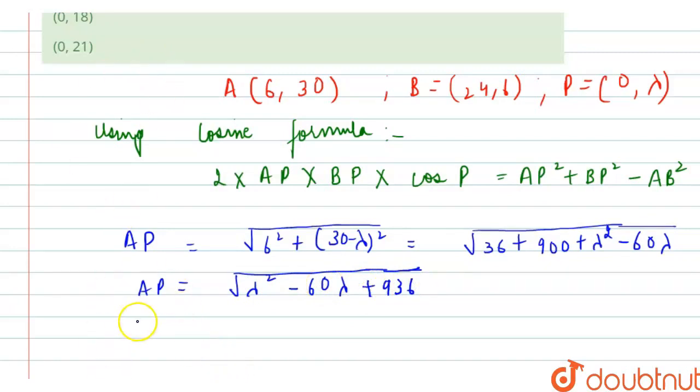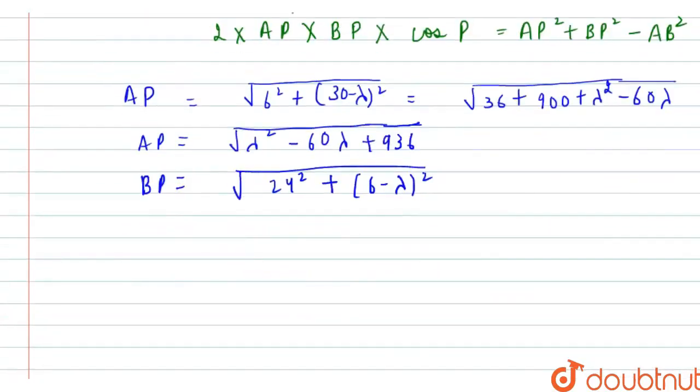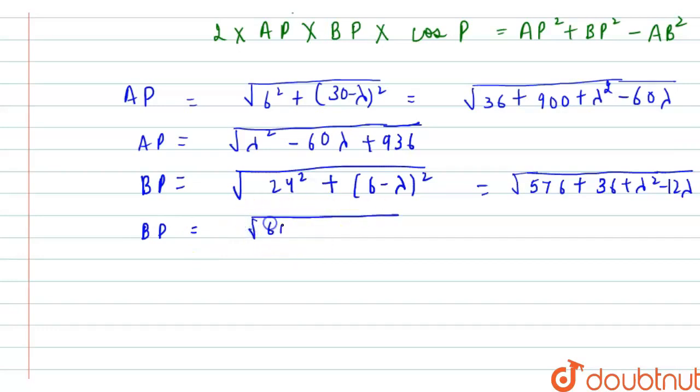Now let's calculate BP also. BP will also be calculated using the distance formula. So that would be equal to 24 minus 0, that is 24 square, plus (6 minus lambda) whole square. After solving, the square of 24 is 576, so 576 plus 36 plus lambda square minus 12 lambda. So the final value of BP comes out to be under the root of 612 plus lambda square minus 12 lambda.